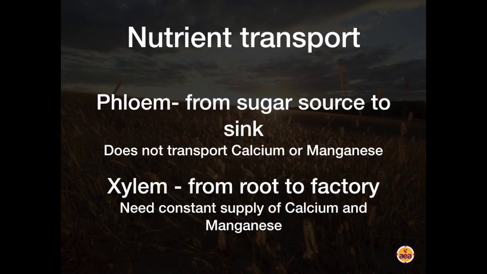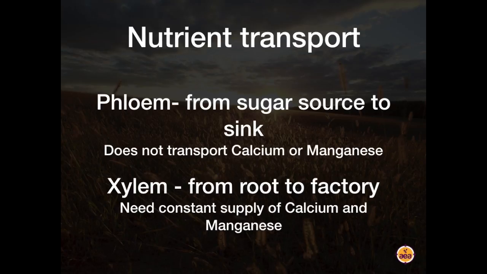The xylem transport is water transport. It moves water from the root system up to the upper part of the plant, and it transports nutrients in association with that. And since calcium and manganese are not translocated in the phloem, this means that we need a constant supply of calcium and manganese every single day. On the day that calcium and manganese is not being supplied, the new growth at the top of the plant or the fruit, wherever the water flow is going, has the potential to become deficient.